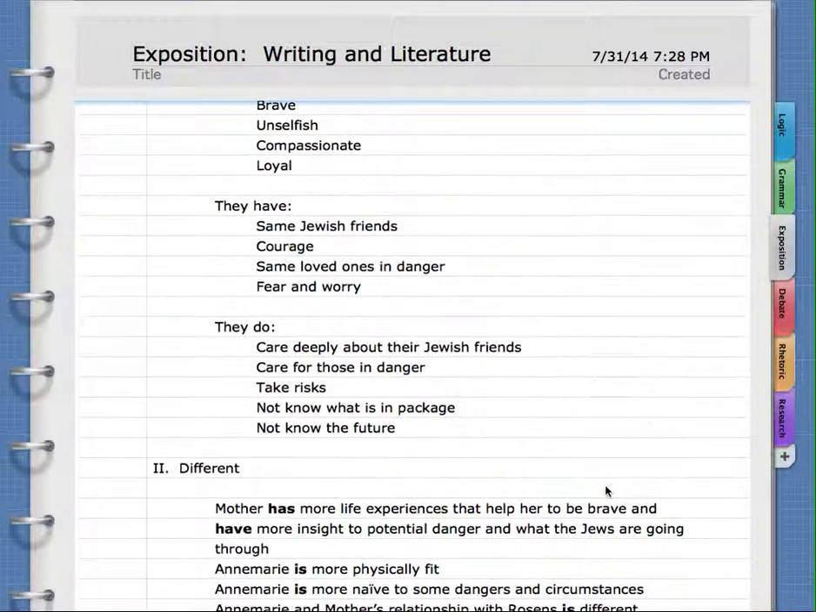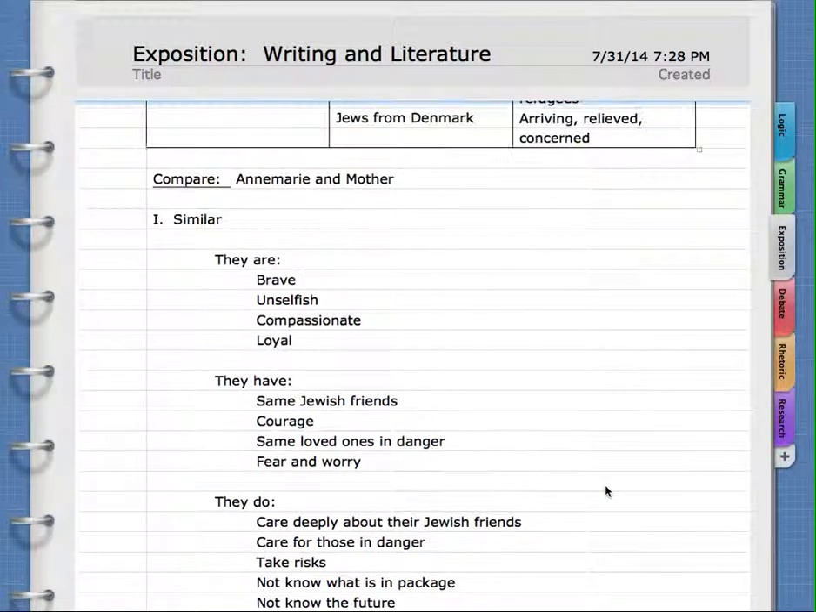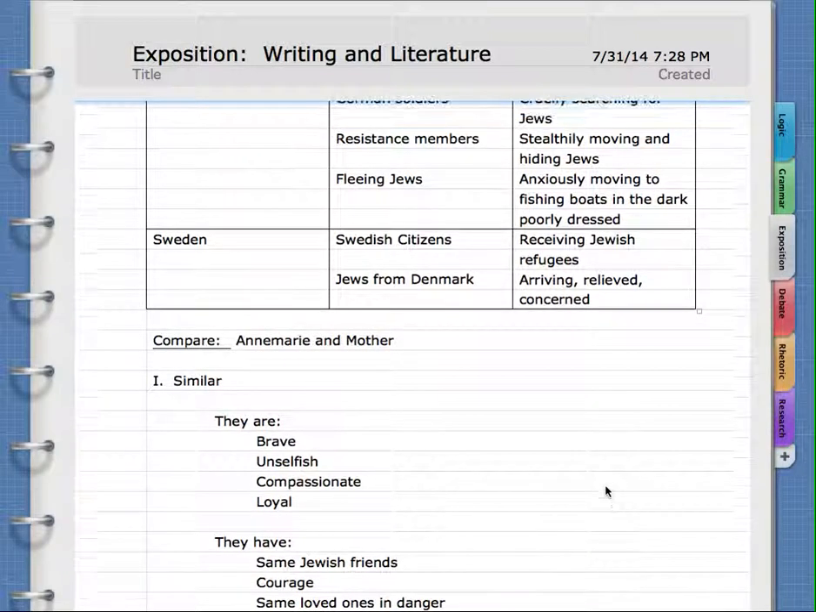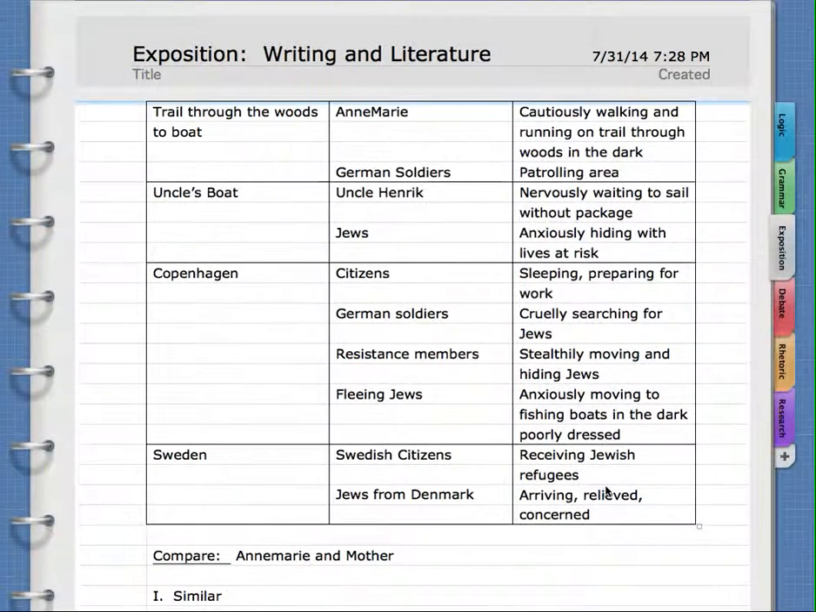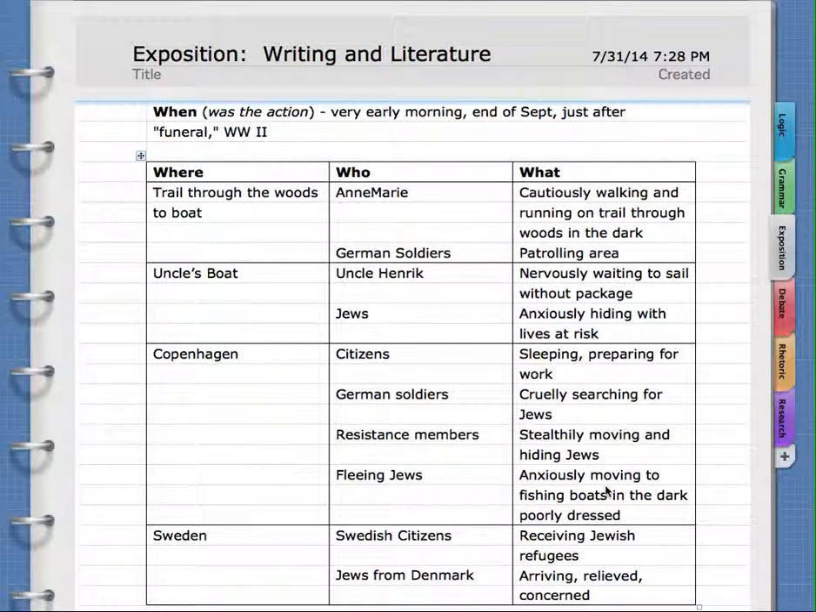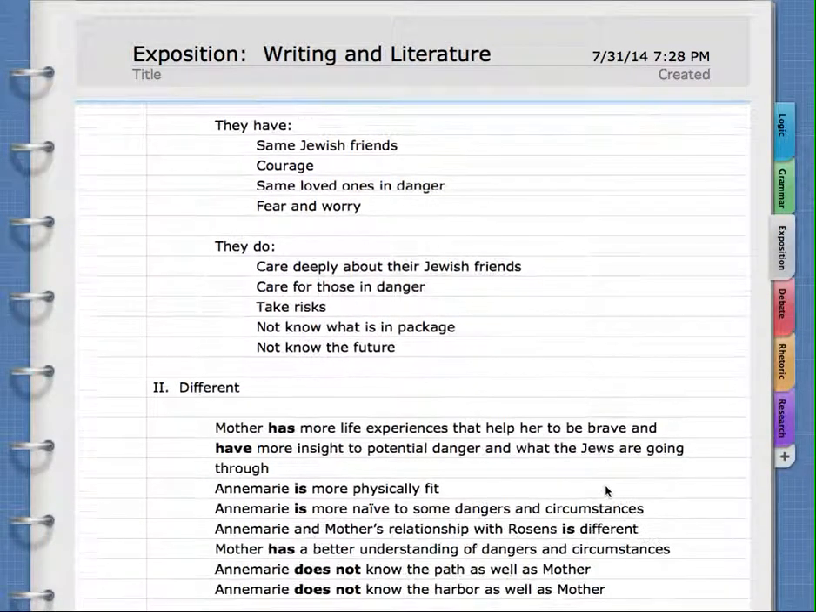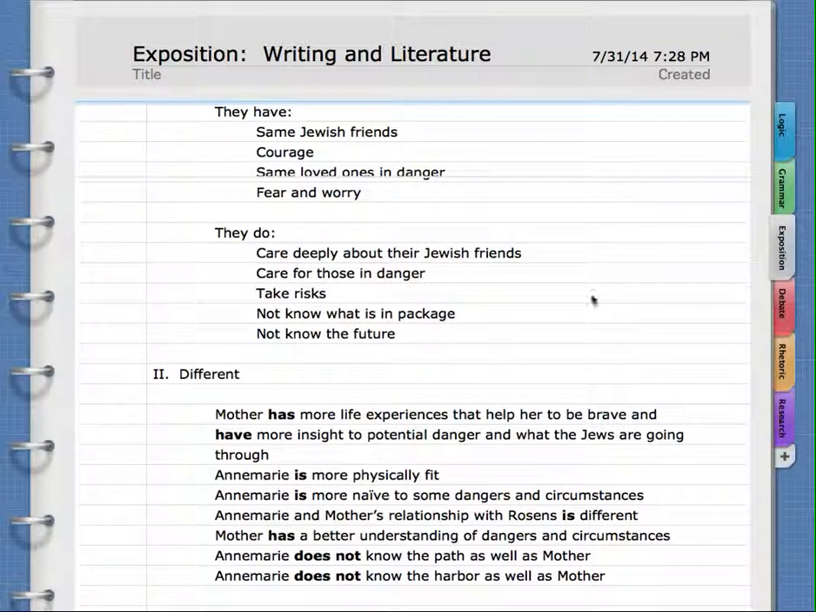What you'll find is that a lot of the comparisons will go in your interesting column, whereas the circumstances are most likely to go in your affirmative or your negative. Okay? So I hope that helps a little bit.